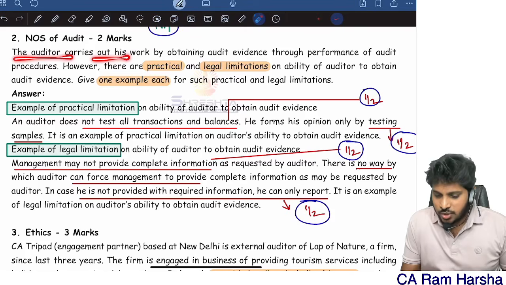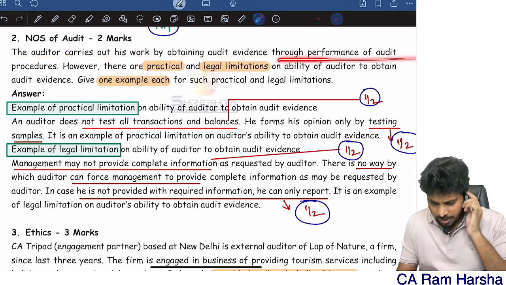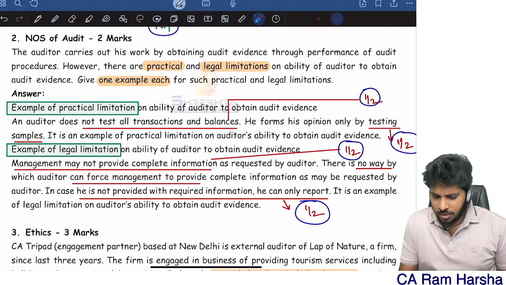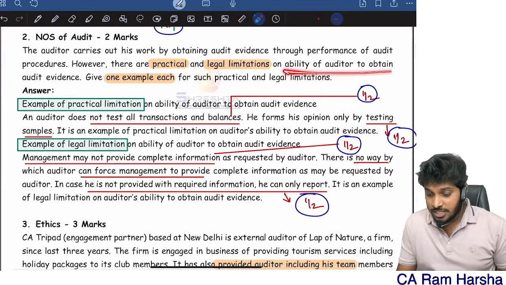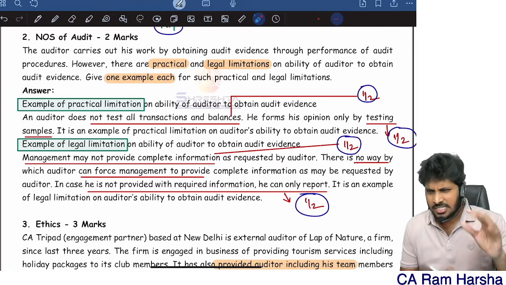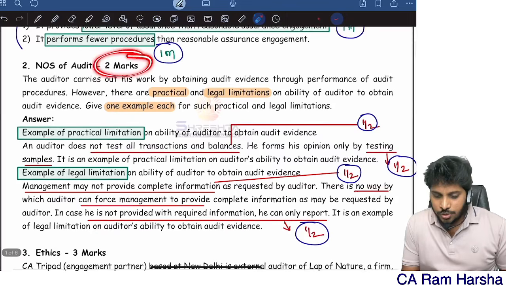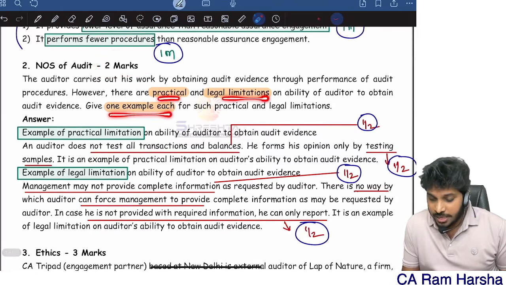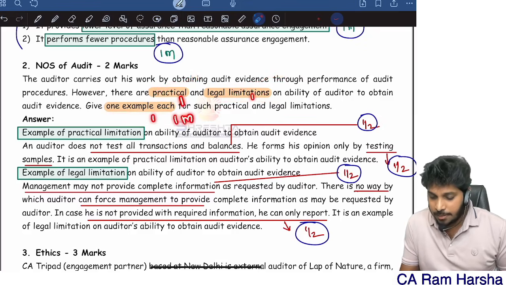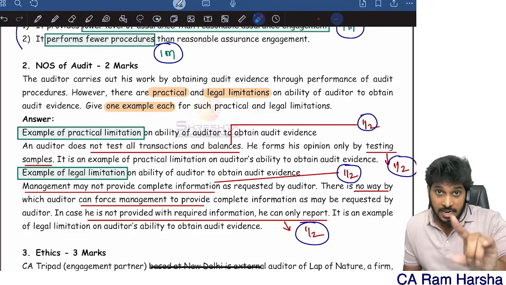The auditor carries out his work by obtaining audit evidence through performance of audit procedures. Correct. However, there are practical and legal limitations on the auditor's ability to obtain evidence. Yes, this is something related to inherent limitations. Give one example each. See, the question is for 2 marks. So, one example each: for practical, 1 example; for legal, 1 example. So, 1 mark for the practical limitation example. Another mark is given for the legal limitation example.